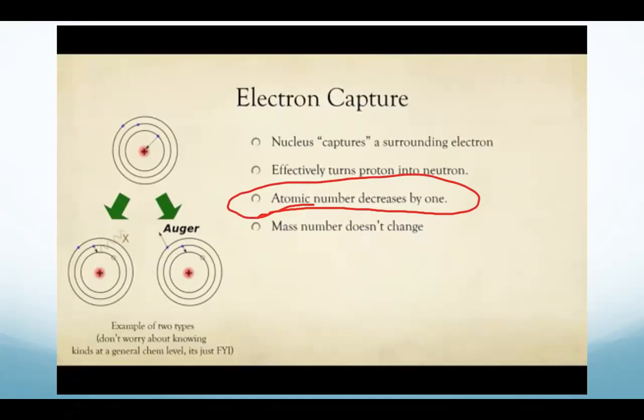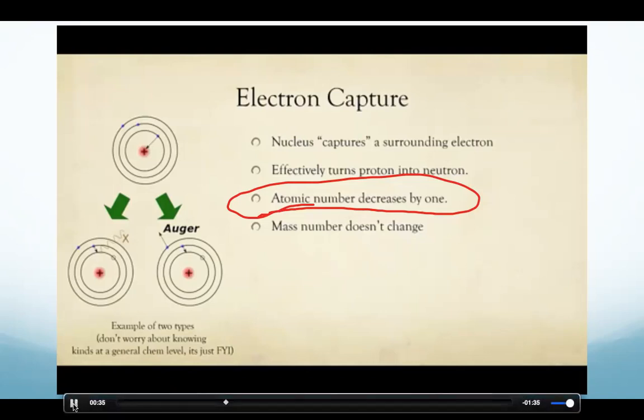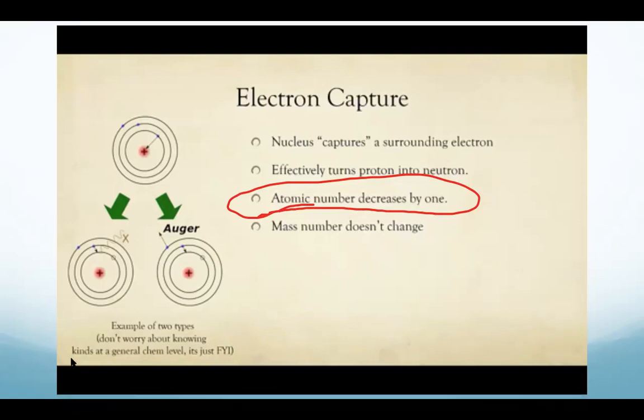The difference is going to be on which side the unknown is on. If the unknown is on the left-hand side, meaning the reactant side, it's electron capture, because you're capturing the electron. If the unknown is on the right-hand side, meaning the product side, then you're talking about positron emission.